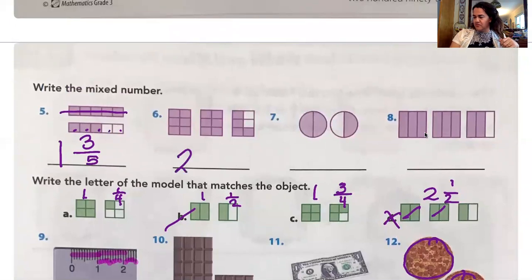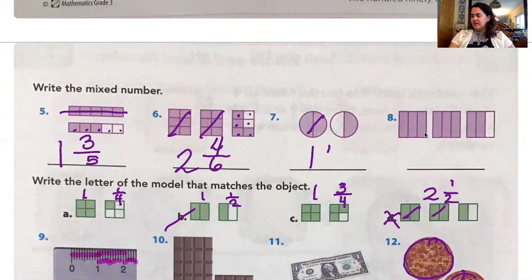Moving on. Number 6, we're looking at, what do we have there, Max? We have 2. That's this one and this one. Good. And how many for my denominator? 6. Good, because you counted 1, 2, 3, 4, 5, 6. And how many are shaded, sweetheart? 4, 2, and 4, 6. Good job. All right, how about number 7? Number 7, Caesar. We have 1 whole and 1/2. Good job.